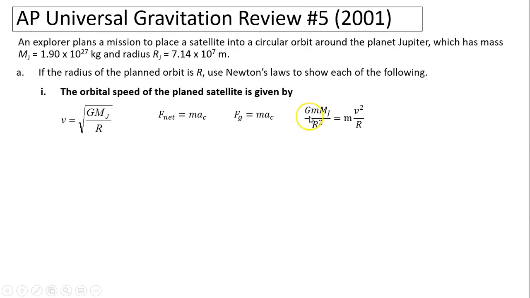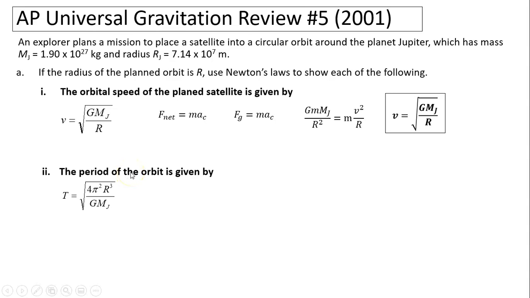What is Fg? Fg is G, the mass of the explorer times the mass of Jupiter over r squared. This r is between the center of the explorer and the center of Jupiter. That equals m times ac, which is v squared over r. From here, we solve for v. As you can see from this equation, the mass of the explorer doesn't really matter. So what is determined? What determines v is really the mass of Jupiter and how far you are away from Jupiter. So from here, we can solve for v equals the square root of G mj over r, exactly like what you're asked to do.